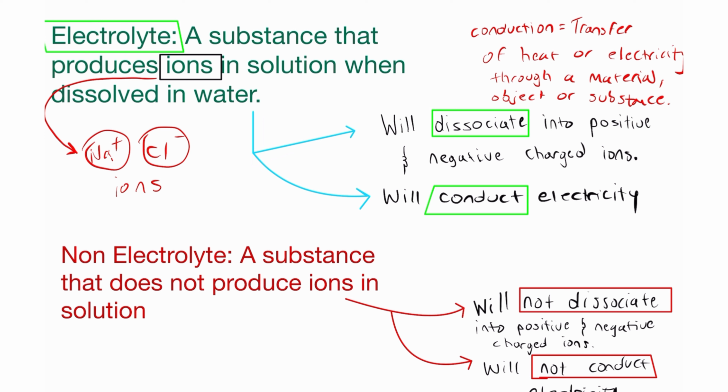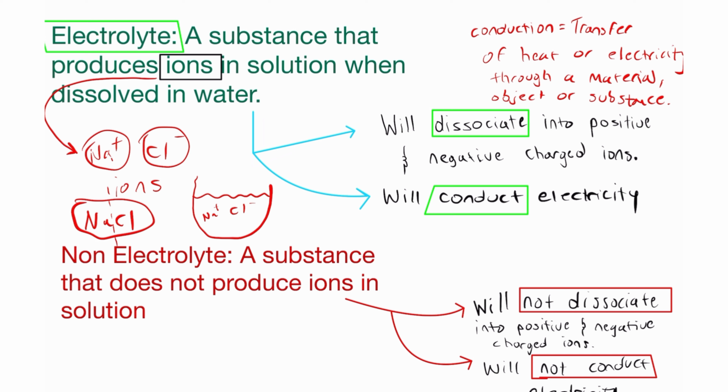Another characteristic of these electrolytes is it will dissociate into positive and negative charged ions. Dissociate means separate, being detached, right? So typically what will happen is when you put sodium chloride into an aqueous solution or water, these NaCl will separate into ions. So this is what they mean when they say it will dissociate into positive and negative charged ions, meaning they'll separate, because we know NaCl is typically together. But what will happen when you put it in water is it will dissociate.